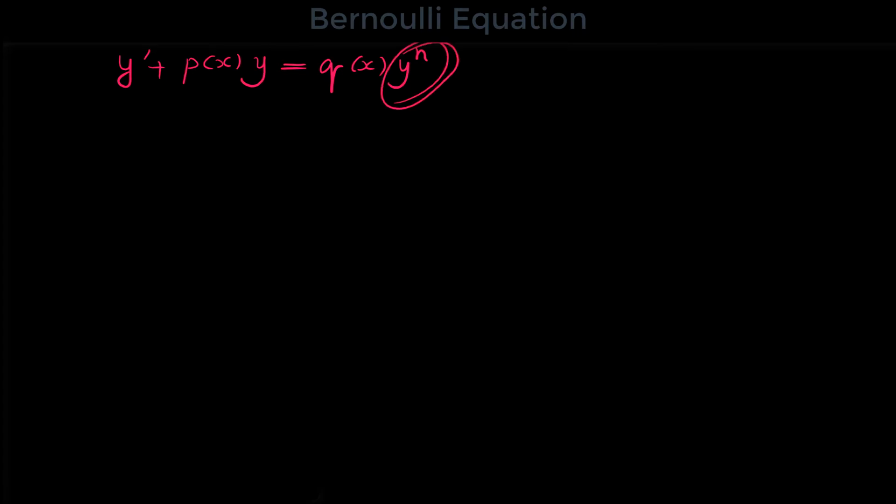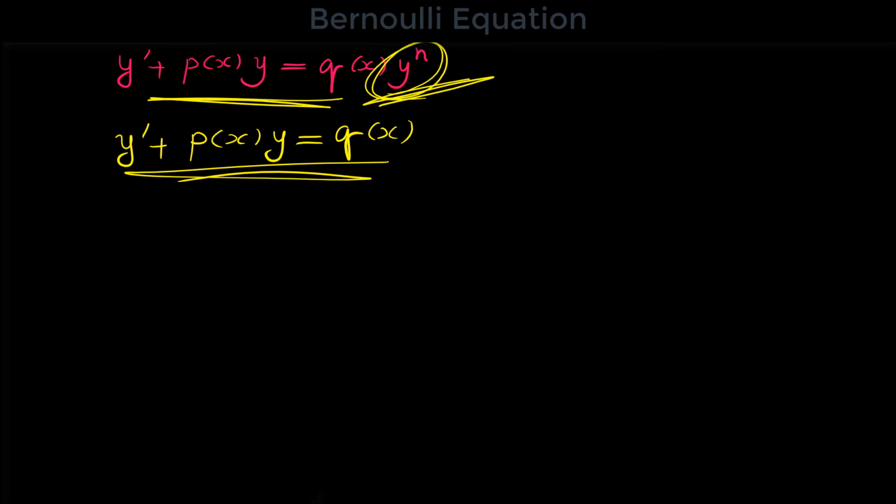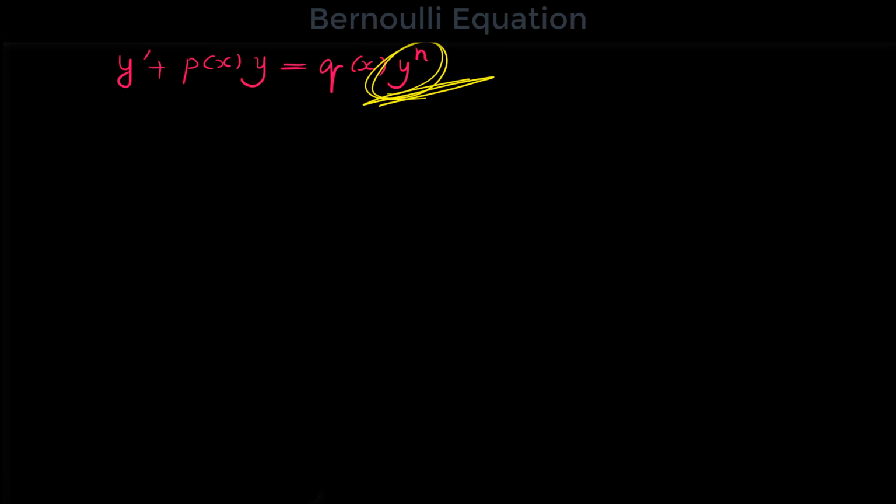If you remember, a linear first order differential equation is an equation in this form. And if you compare this with the Bernoulli equation, you can see that in the Bernoulli equation we have this y to the n here. So the idea for solving a Bernoulli equation has to be to get rid of this y to the n. But how can we get rid of this y to the n here?